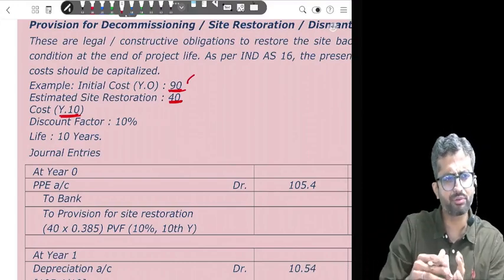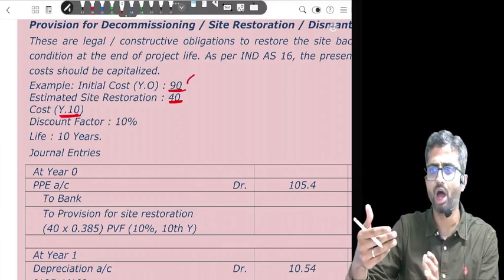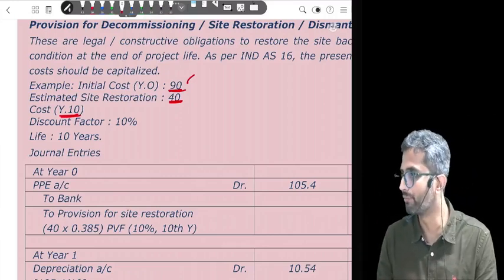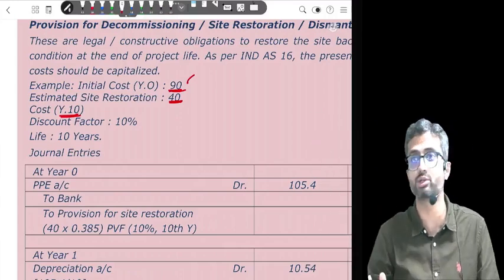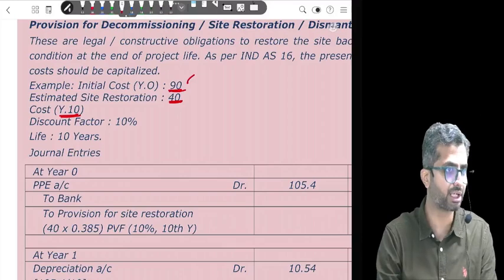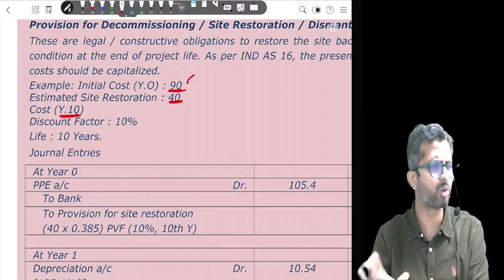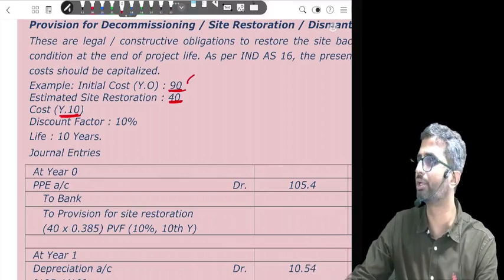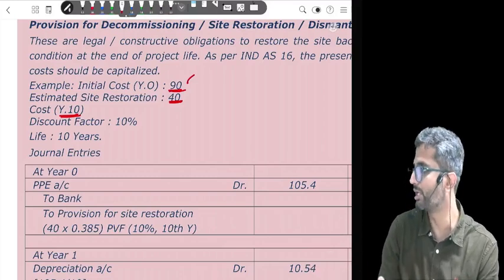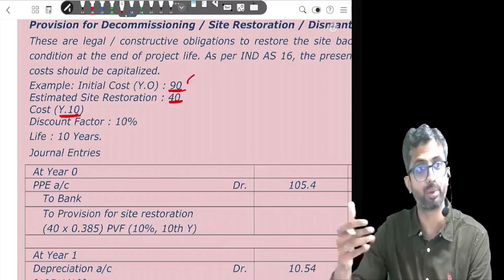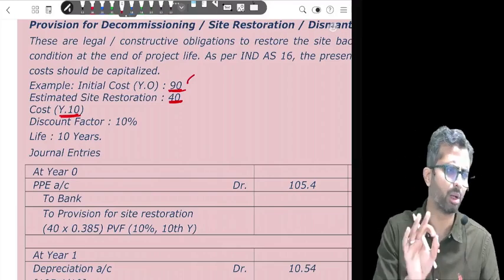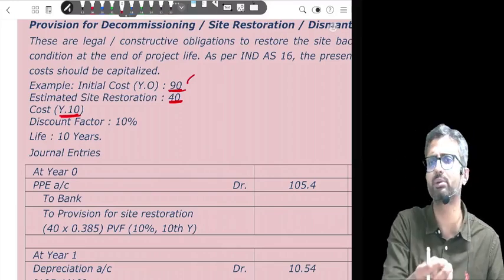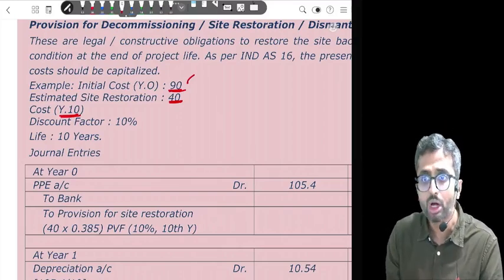Will you create a provision for the entire 40, or at the present value of 40? So you will say 40 rupees to be incurred after 10 years is equal to how much today? And thereby you will create a present value. And there will be a discount rate. For simplicity, the discount rate will be the WACC, though technically it is the risk-free rate plus the risk attached. And thereby we will usually take it to be WACC. From an FR paper perspective, it will almost always be given to you.